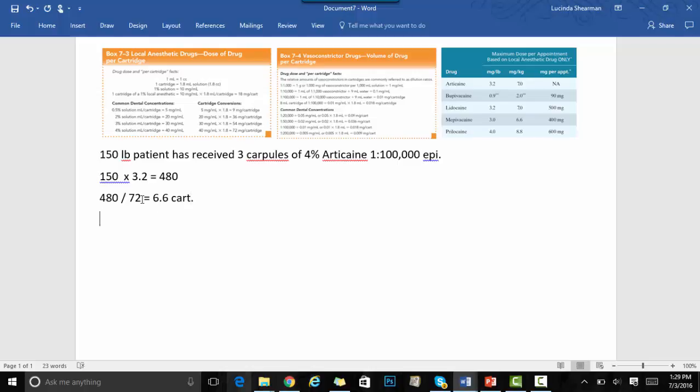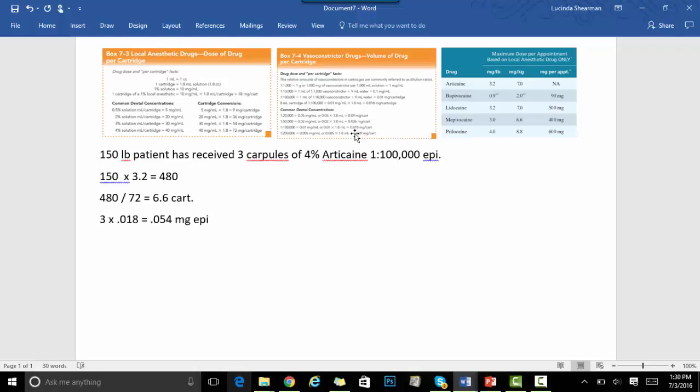But let's check the epinephrine. If he's had 3 carpules of 1 to 100,000 already, that's 3 carpules times how much epinephrine is in a 1 to 100,000 carpule, which is 0.018. That will equal 0.054 milligrams of epinephrine that he's had so far.